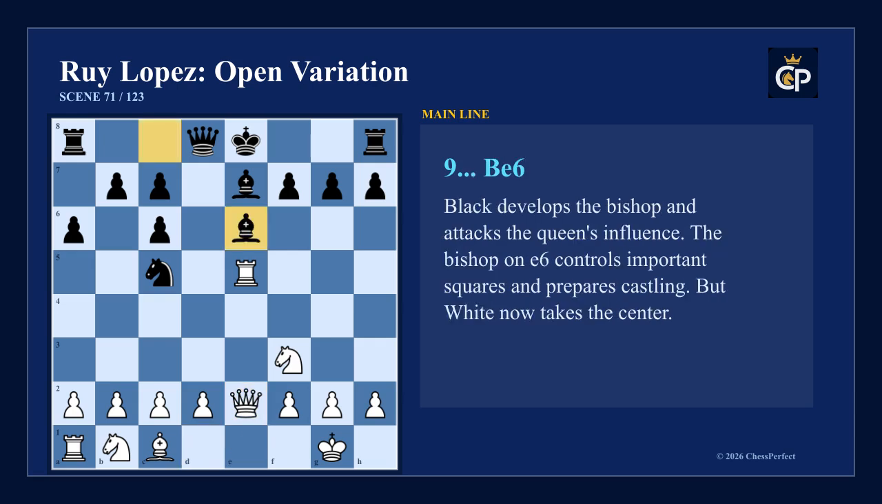Bishop e6. Black develops the bishop and attacks the queen's influence. The bishop on e6 controls important squares and prepares castling. But white now takes the center.